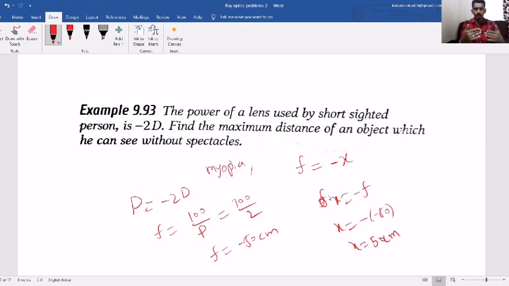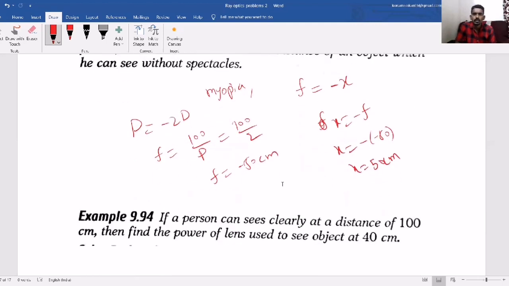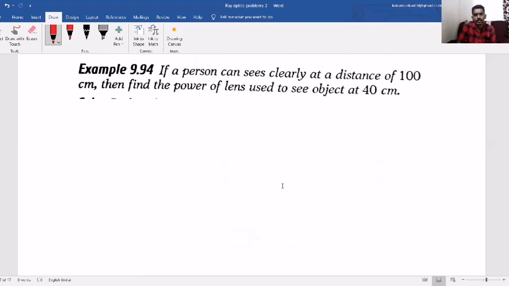That is what we have seen. Myopia means he can see up to some distance clearly, beyond which he cannot see. So you need to understand that myopia means he can see up to some maximum distance. There we have to use a concave lens to correct the defect, so that the object which is at a far distance can be shifted to within this maximum distance. That is what myopia is.